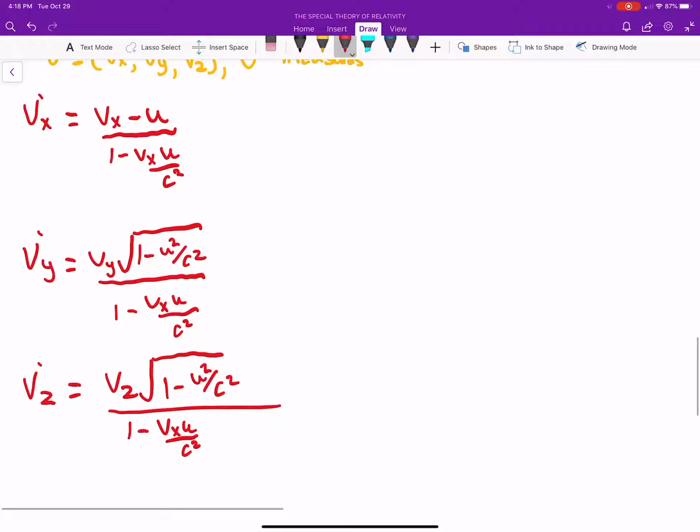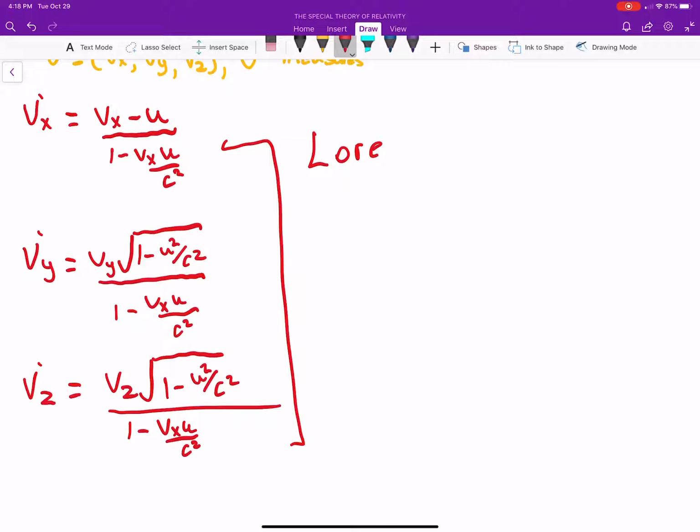So right here, these are the Lorentz velocity transformations. That's a really bad Z.